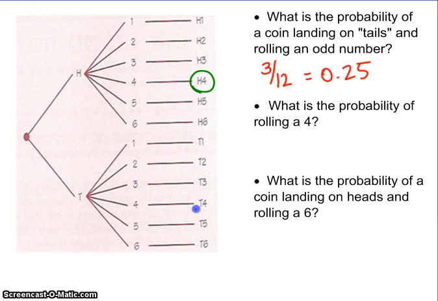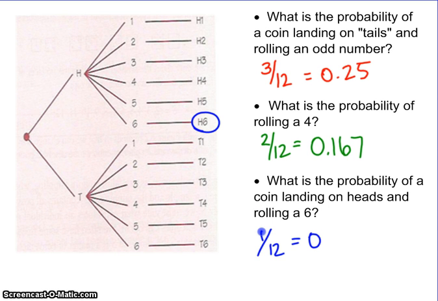I have a 4 here and here. It doesn't say anything about heads or tails, so that's 2 out of 12 or 0.167. And last but not least, what's the probability of a coin landing on heads and rolling a 6? That only happens once out of all of the 12, so 0.083 repeating.